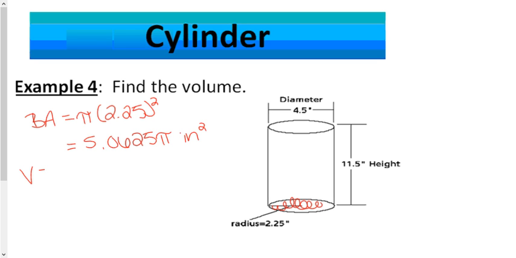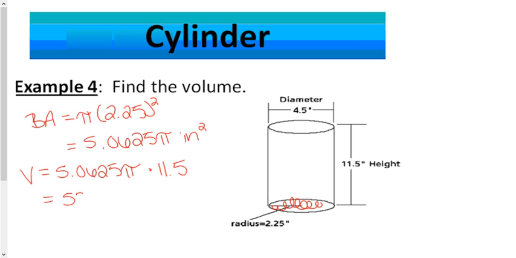So to find the volume, we take the base area, 5.0625 pi, and times it by how tall this is. Well, going from base to base, it is 11.5 inches tall. So when you multiply this, you get a really long decimal. So when you have something like this, you're most likely going to end up rounding to either the tenths or the hundredths place. So let's do the hundredths place.